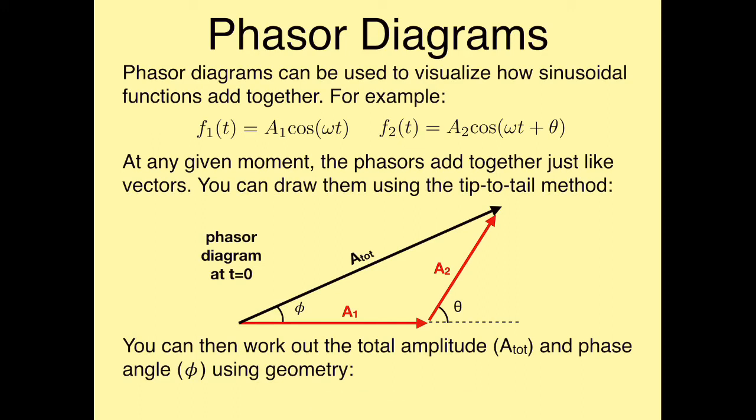In this case, we've constructed a triangle. So all I have to do is solve for this length of the triangle and this angle in the triangle. I've basically turned this problem into a geometry problem. Once I've worked those out, the total function, f total, is equal to A total, the total amplitude, times cosine of omega t plus this phase angle phi. Again, we can work out the total amplitude and the phase angle phi using geometry.